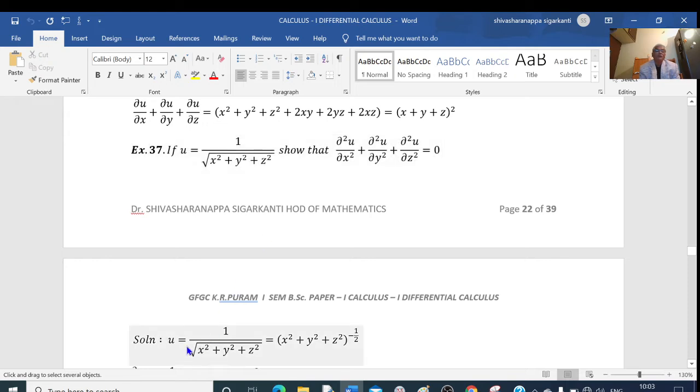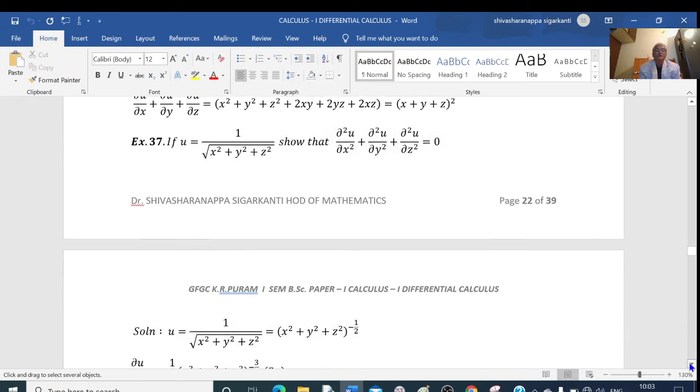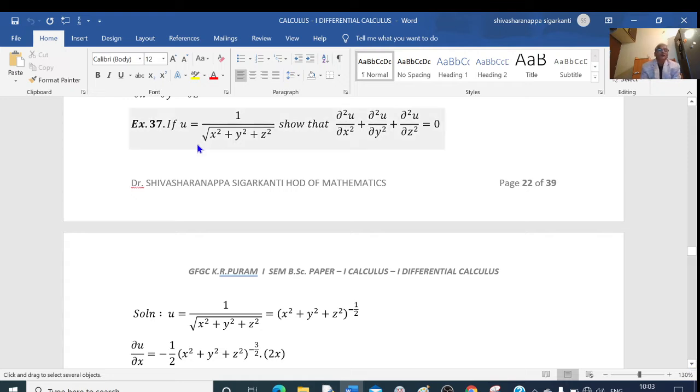So first we find out first derivatives. First we find out ∂u/∂x. ∂u/∂x is nothing but, if I write this in the numerator, this can be written as (x² + y² + z²)^(-1/2). And differentiation of this with respect to x is -1/2 into (x² + y² + z²)^(-1/2 - 1), that is -3/2, into the derivative of this bracket with respect to x, which is 2x + 0 + 0. That is 2x.